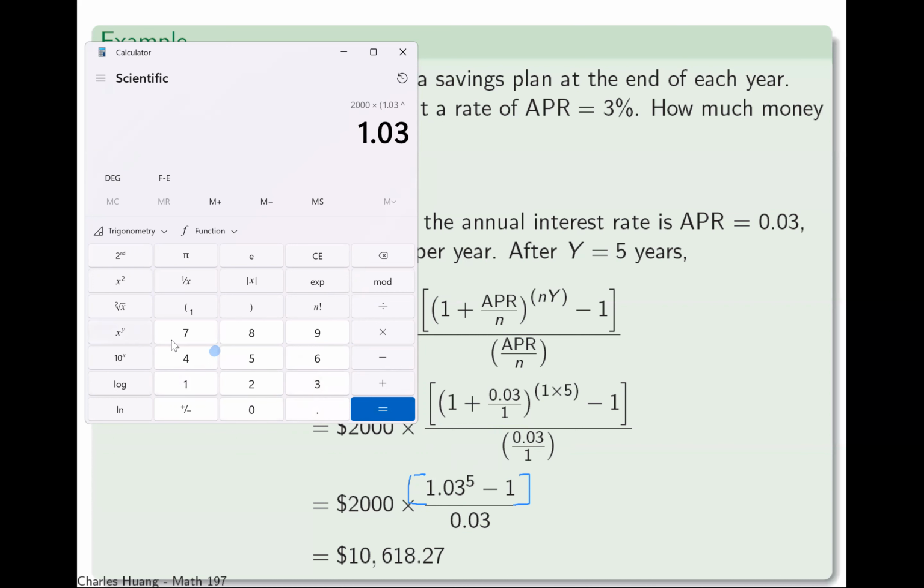Here we're doing to the power of 5 minus 1, close the bracket, and we want to divide it by 0.03. And you'll notice that in this case, we get 10,618.27.